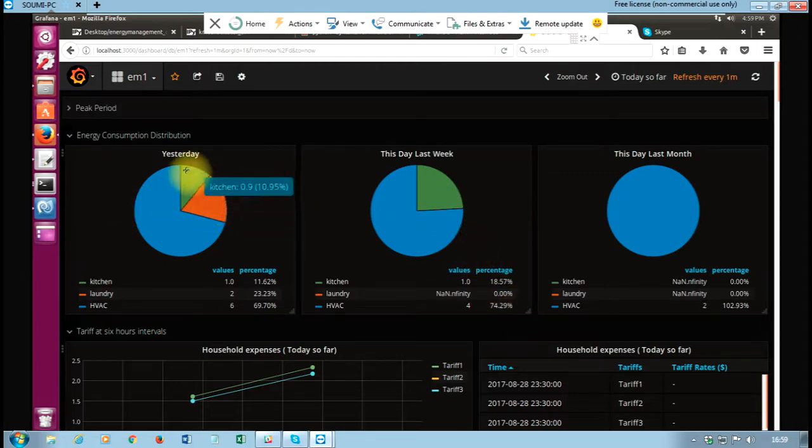Today the laundry and the kitchen has both been in action, and therefore the contribution of the HVAC unit has been lower than the other units. So for this day last week and for this day last month.